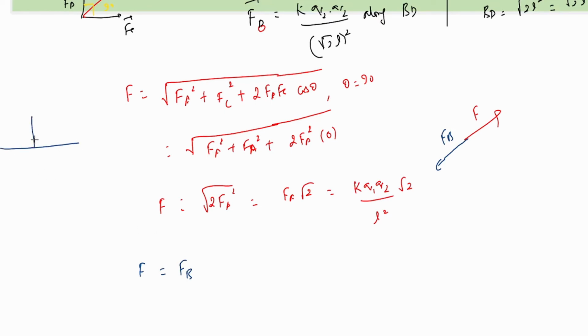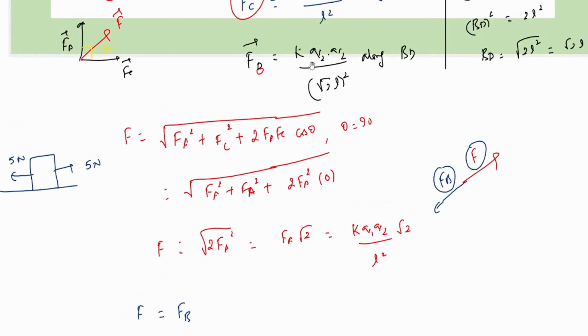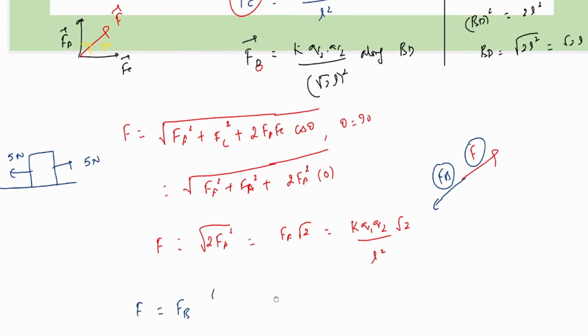Imagine we have a box like this. If somebody pushes with a force of 5 Newton this side and pushes with the same force of 5 Newton this side, the box will be at rest. So in that sense, this FB and F are same in value. F is already given here, that F is equal to K Q1 Q2 into root 2 by L square. That is equal to, look what FB itself is. F is already given here. We put it back here.